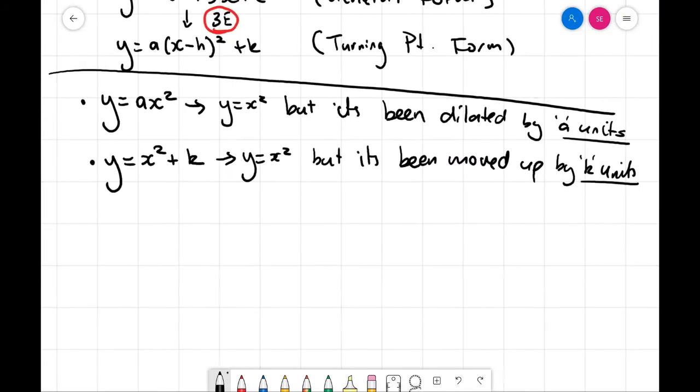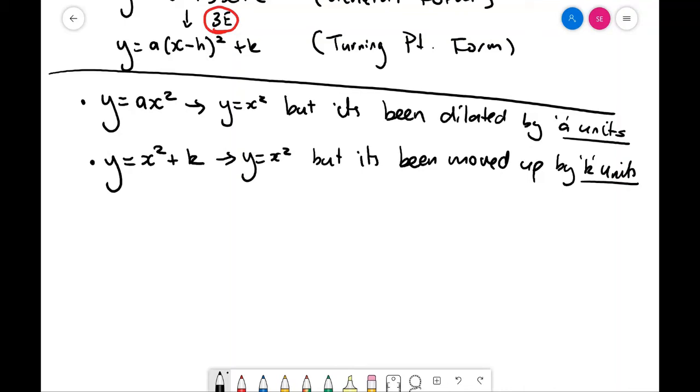Let's look at an example of this. Let's look at 1f. On 1f we have y is equal to 3x squared minus 9. What we're going to do is find 3 bits of information and then graph it. The first bit we want to find is the coordinates of the turning point.